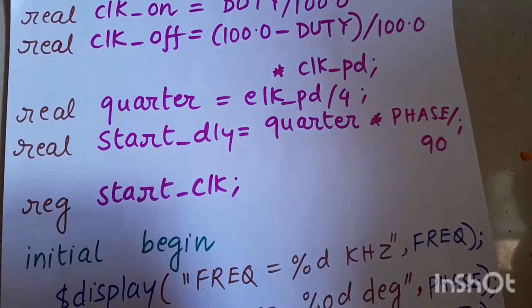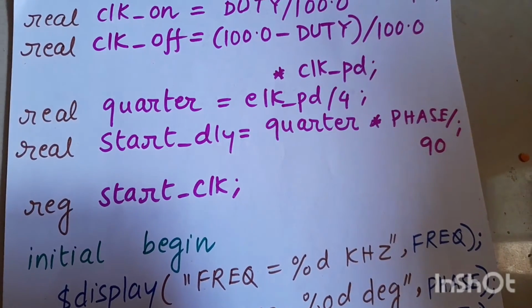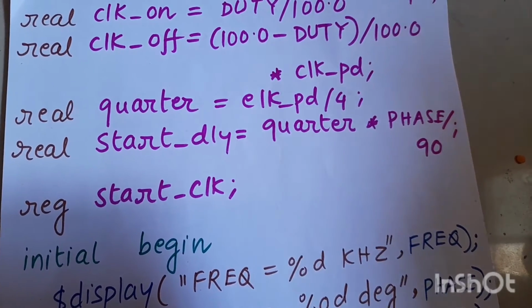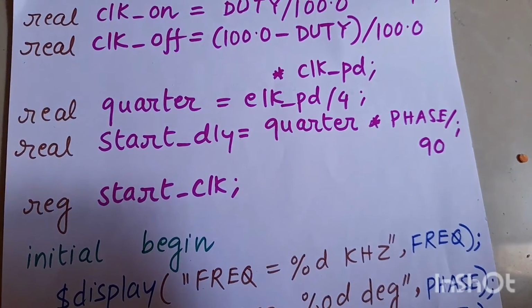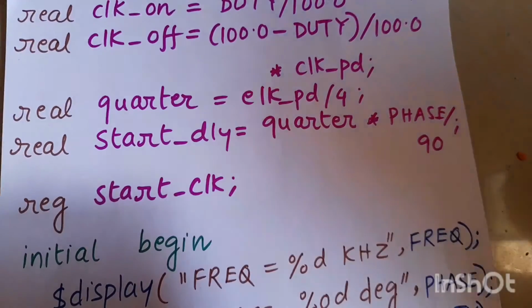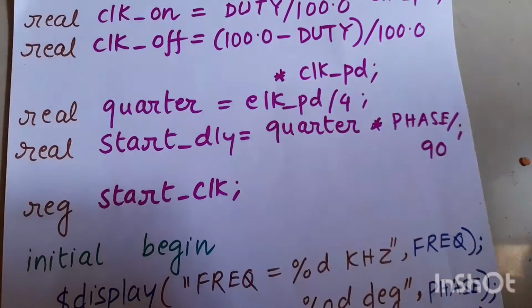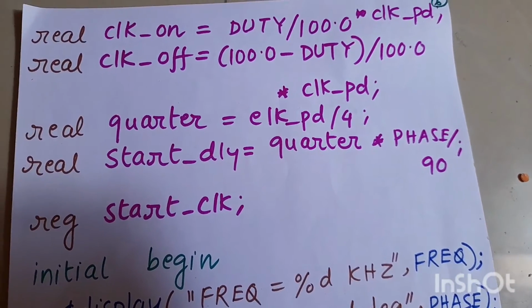Similarly for 270 degree phase, 270 divided by 90 into quarter, 3 times the start delay. For a 0 degree phase shift, 0 divided by 90 is 0, into quarter is 0. There is no start delay. Okay, and then we have reg, that is the start clock.